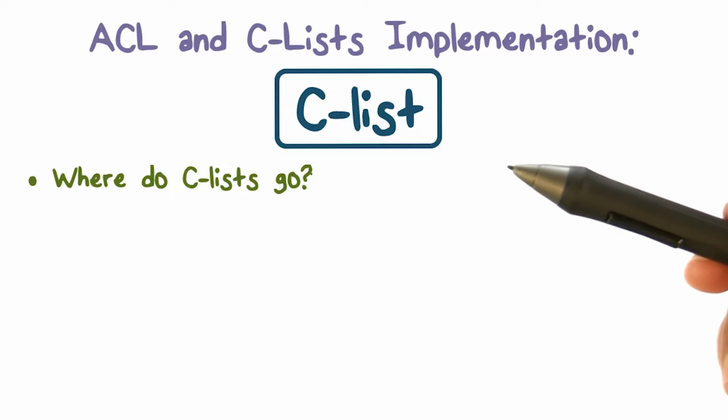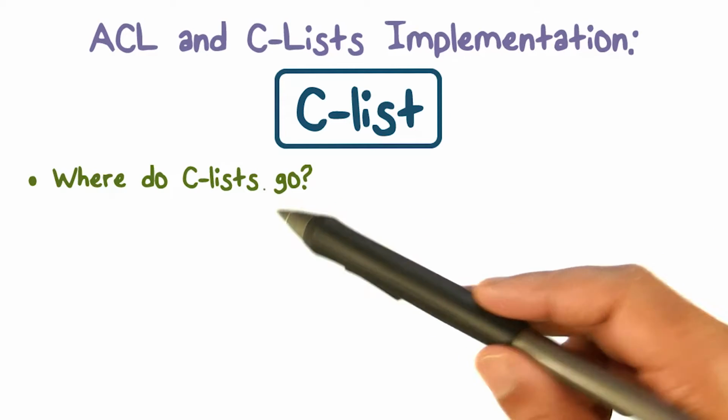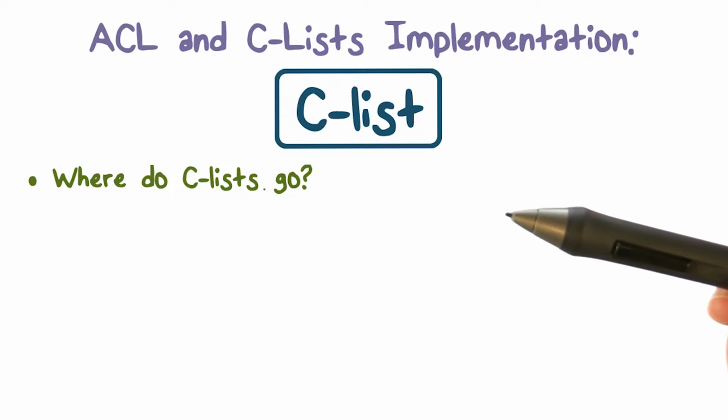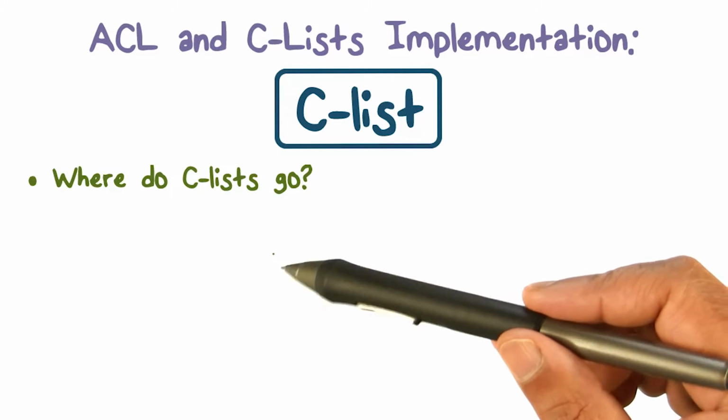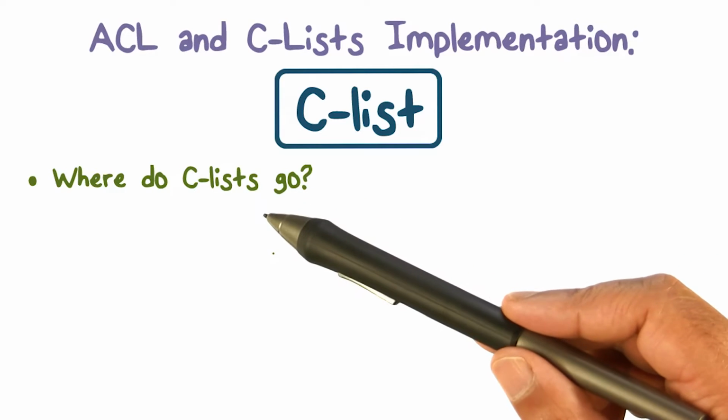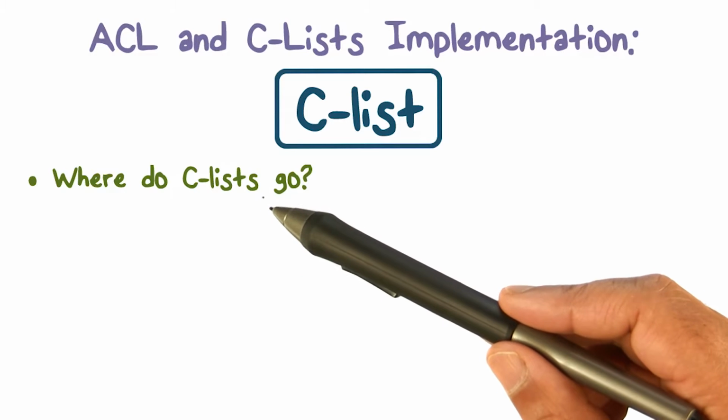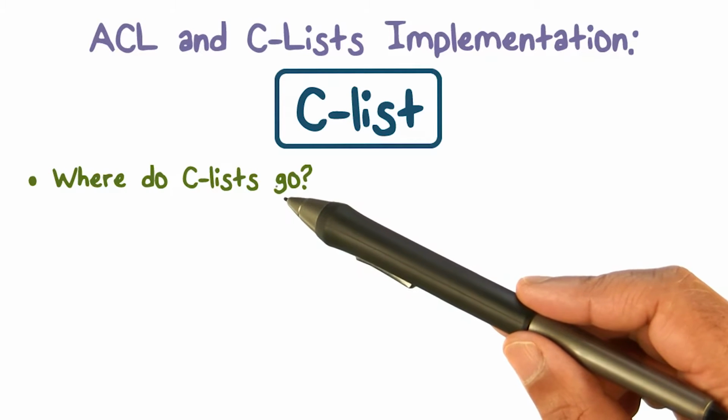So first of all, where would a C-list go? Where would it be stored? Remember, C-lists are per user. C-list we get from each row of the access control matrix. So it's per user. So a natural place for it is not going to be where we kept ACLs.